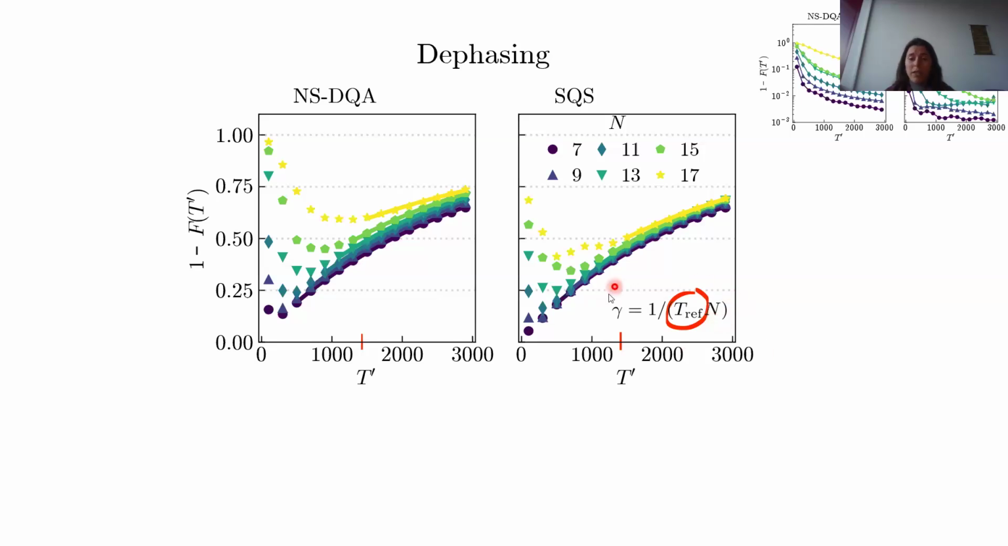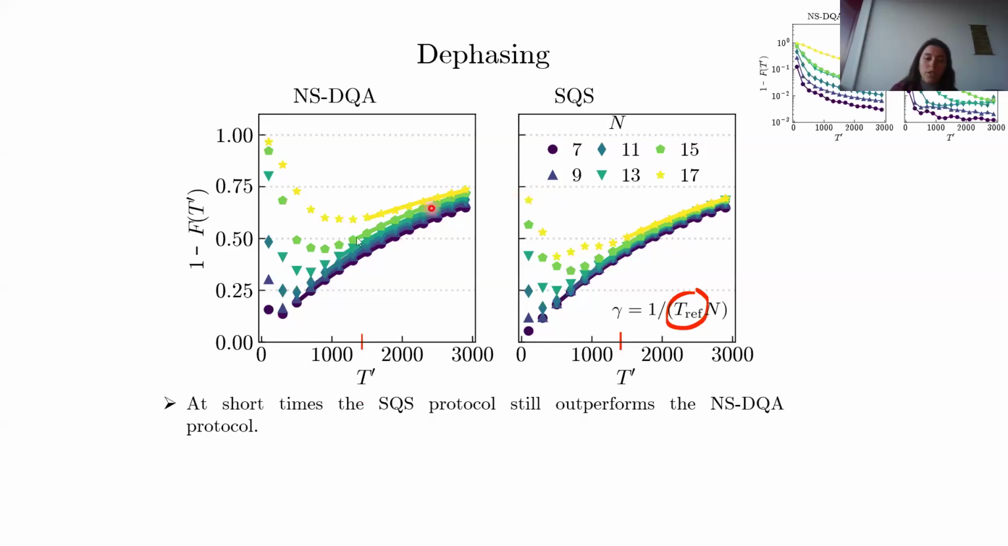This choice was motivated by the fact that we know that the time at which the effects of dissipation come out is of the order of 1 over gamma times n if we have a local dephasing that is homogeneous all over the chain. So we chose a reference time that is equal to 1,400, which is at the midpoint of this time window, and we saw what happened. Looking at these plots, I'm putting here the plots in the unitary case to have a fair comparison.